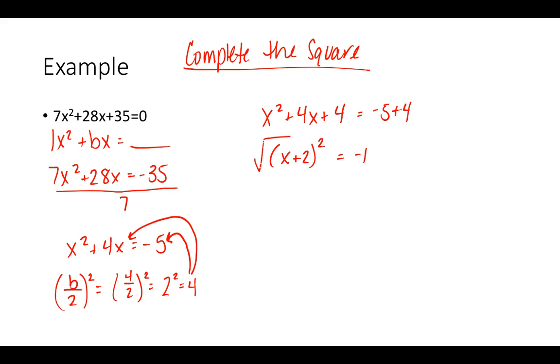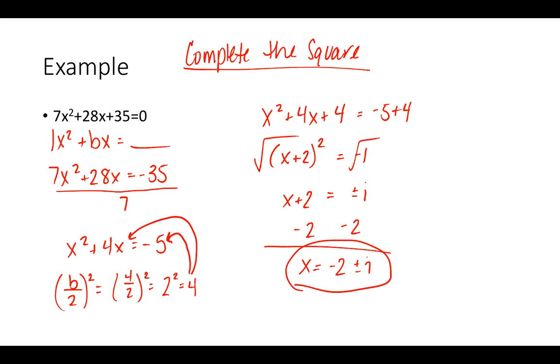Now I'm going to solve by taking the square root of both sides. So I have x plus 2 on the left equals plus or minus the square root of negative 1, which is i. So that's going to be x plus 2 equals plus or minus i. And then I subtract 2 from both sides. Usually when we write our answer here, we write it in standard form. So the negative 2 would come first, plus or minus i. And I can leave my solution this way, or if I want to write it as two separate solutions, it would be negative 2 plus i, and negative 2 minus i.